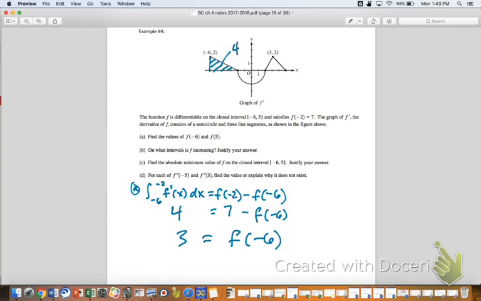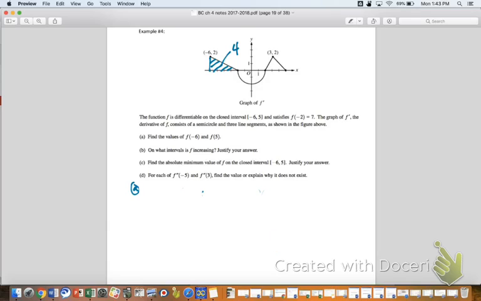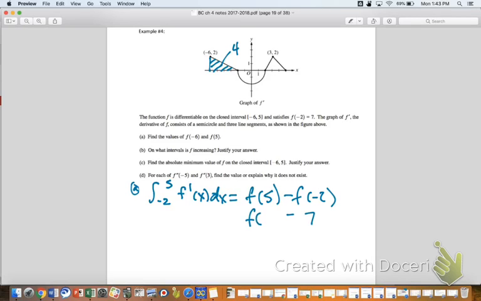So then, we're also supposed to find f of 5. What I'm going to set up here is the same kind of integral, the integral from -2 to 5 of f prime. This will equal f of 5 minus f of -2. And once again, I know that f of -2 is 7. I know that f of 5 is what I am trying to find. But now I've got to accumulate from -2 to 5. And this is a little bit different.